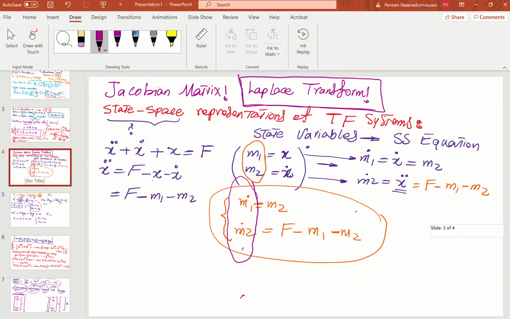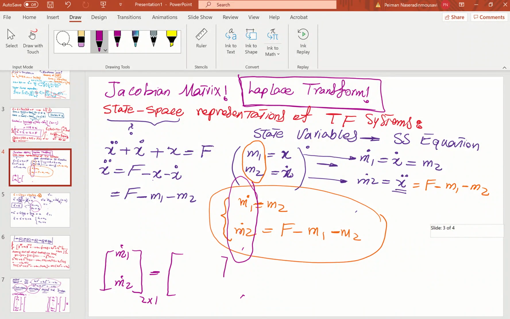I have to teach you here. Guys, look at this equation, right? I can write the left hand side as this, m dot 1 and m dot 2. Yes or no? This is a vector. That's right, it's a vector, 2 by 1. 2 rows and 1 column.